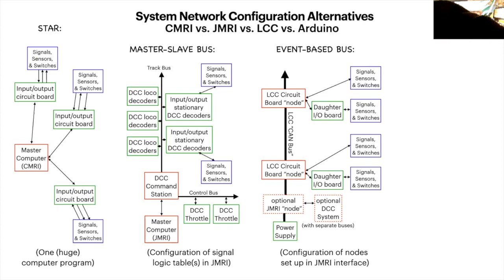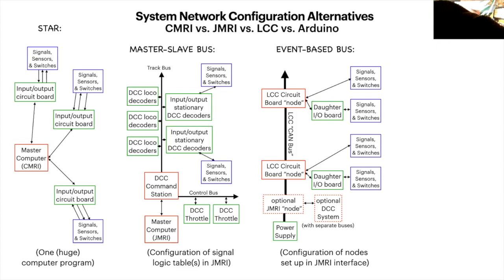The big advantage of LCC is that it uses something called a CAN bus to connect LCC circuit boards to each other back to a power supply, but doesn't require a computer. Essentially, these LCC circuit boards are tiny computers which can be programmed using JMRI, but once they're programmed, they work on their own. Now, this means that you can, for example, have your train layout have automatic signals working whenever you turn the layout on.